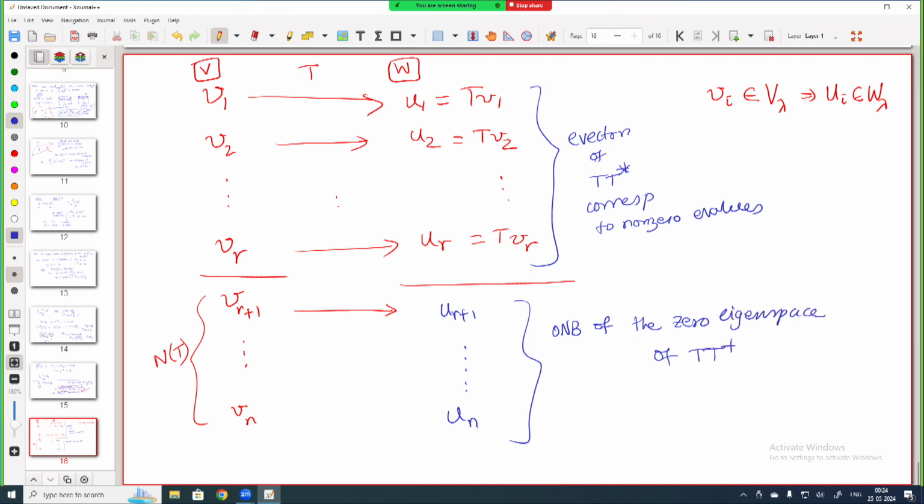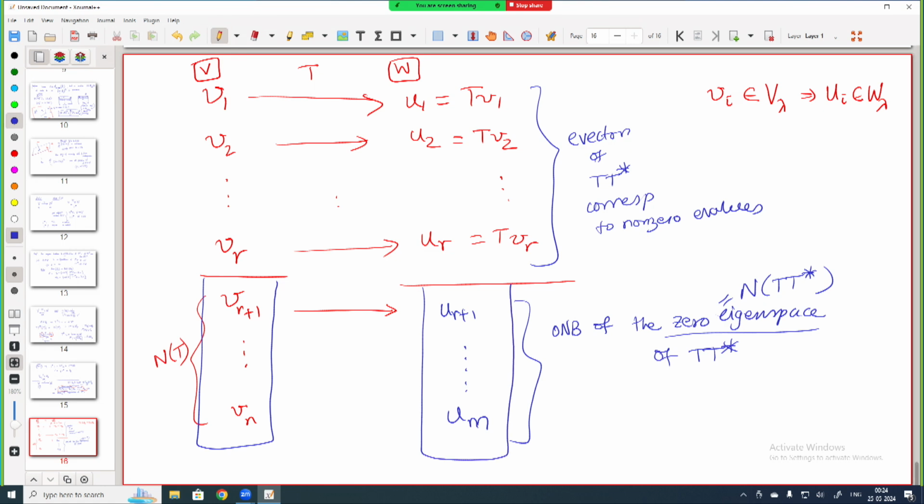Of T*T, and the 0 eigenspace is nothing but the null space. And remember, these two things will not be the same. So, V, U, M, sorry. So, the crux of the argument is that the non-zero guys on both sides, you make them correspond exactly.